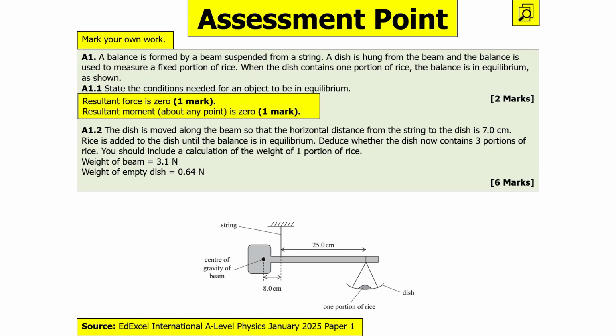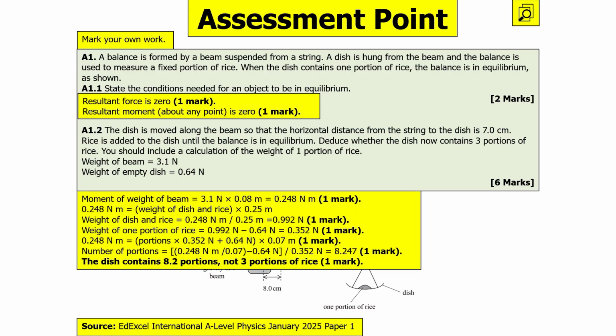Now, for an object to be in equilibrium, there are 2 conditions. The resultant force on the object is 0, and the resultant moment about the object is also 0. Now, for the next question, we know that the moment of the weight of the beam is 3.1 newtons times 0.08 meters, which is how far it is from the center as shown in the diagram. So that's 0.248 newton meters. We know that the moment equals force times distance, so 0.248 equals the weight times 0.25, so the weight of the dish and the rice is 0.248 over 0.25, which is 0.992 newtons.